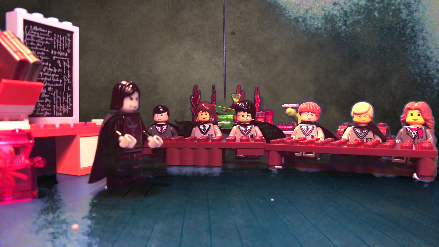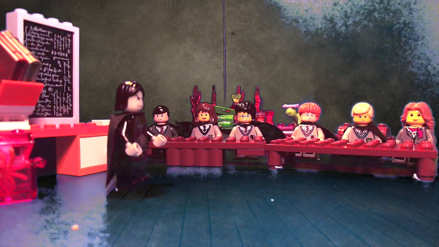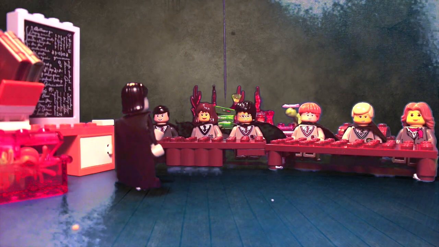The torsion of a unit speed Frenet curve, gamma, is defined as tau is equal to negative the inner product of the binormal dashed with the normal. A curve's torsion tells us how much it twists.